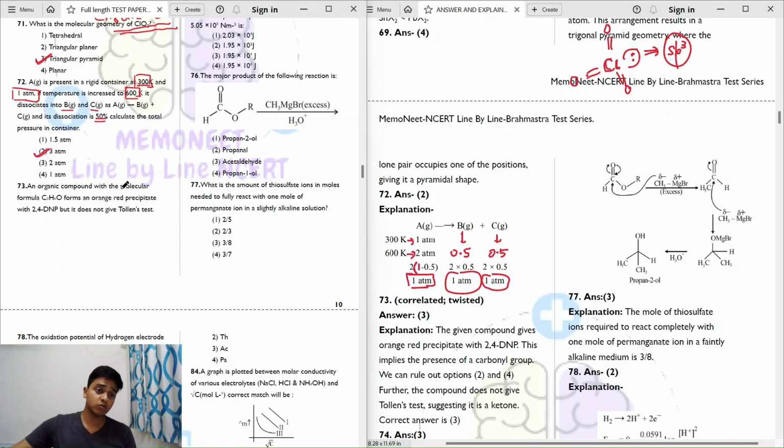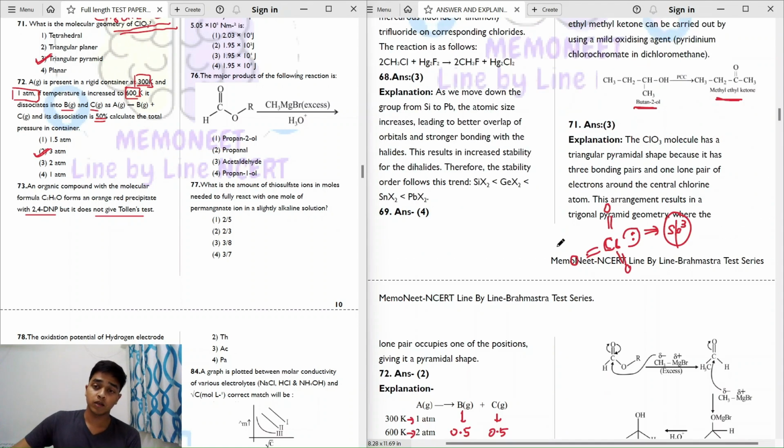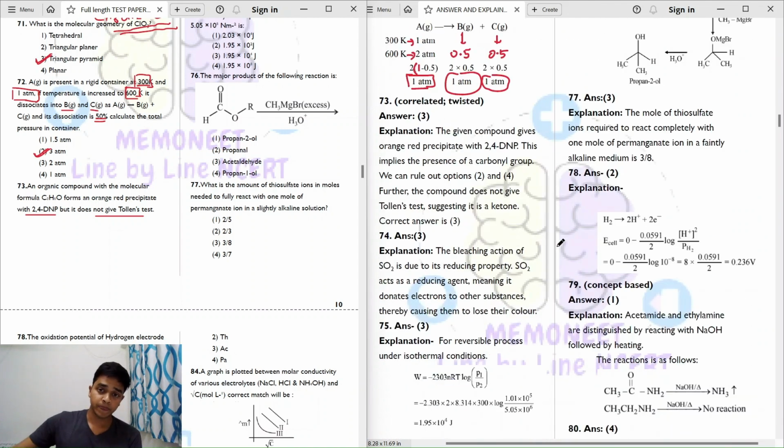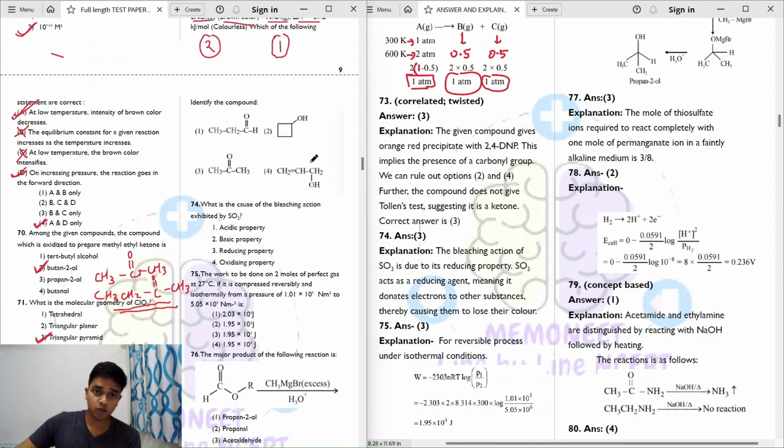Moving on to the next question. The question says an organic compound with the molecular formula C3H6O forms an orange-red precipitate with 2,4-DNP, but it does not give the Tollens test. So we don't have the Tollens test, but we have a positive 2,4-DNP test. The positive 2,4-DNP test is given by carbonyl compounds. So we have a carbonyl compound, that is for sure. If we take a look at the options, we must have a carbonyl compound, so we can eliminate option 2 and option 4.